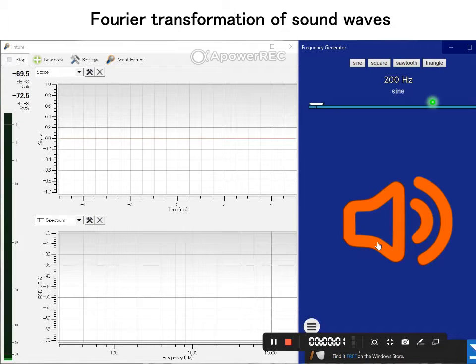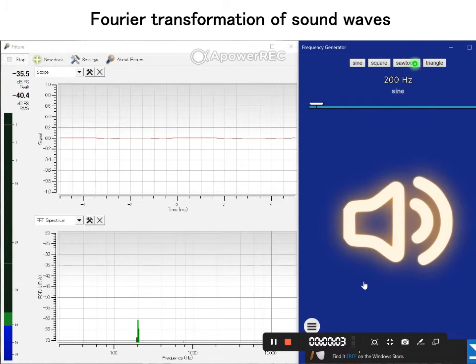First, let's make a sound of 200 Hz. In the upper left of the screen, the waveform is displayed with a red line, which is a little difficult to see. The spectrum is shown in the lower left. The horizontal axis is a logarithmic scale, and the mark to the right of 100 Hz represents 200 Hz.